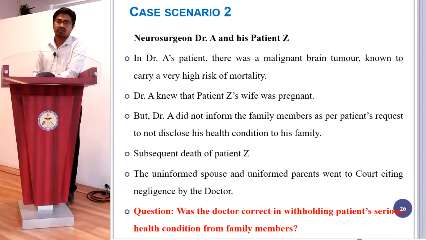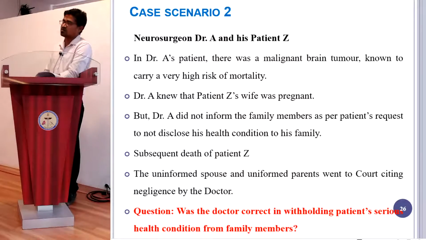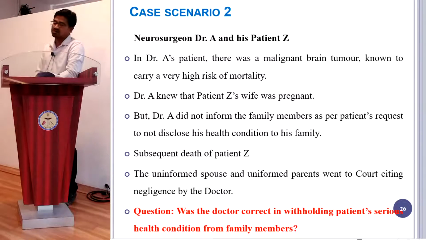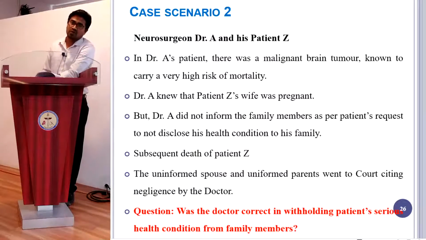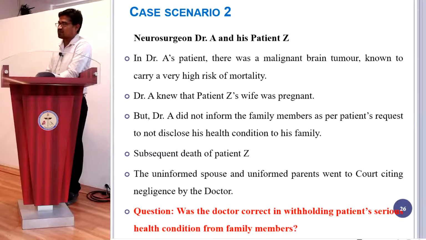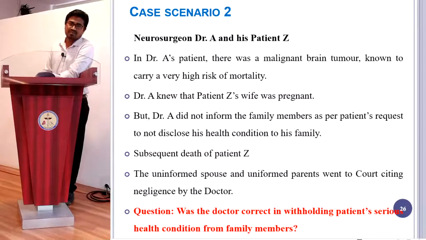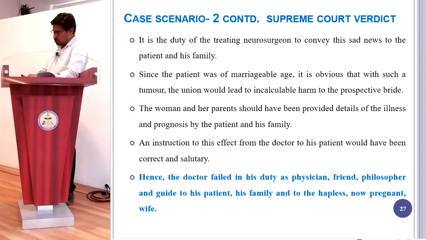After the subsequent death of patient Judd, the uninformed spouse and uninformed parents went to court citing negligence by the doctor. They approached the court and sued a case as negligence by the doctor. So the question here is, was the doctor correct in withholding the patient's serious health condition from family members? No, sir. Okay, let's see the court verdict.